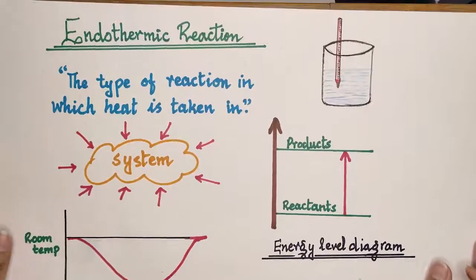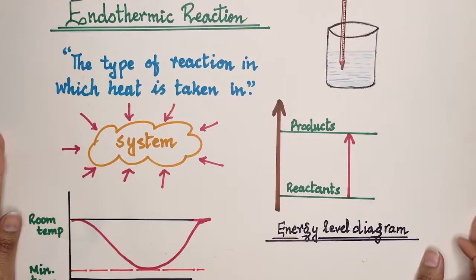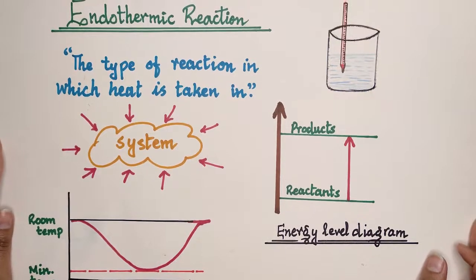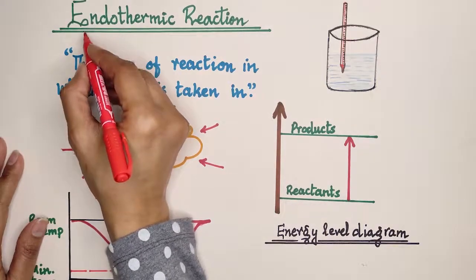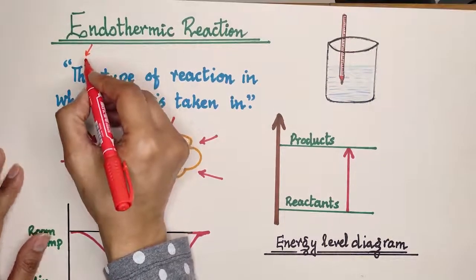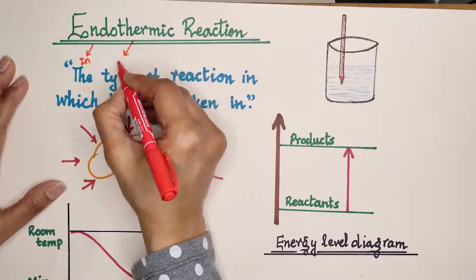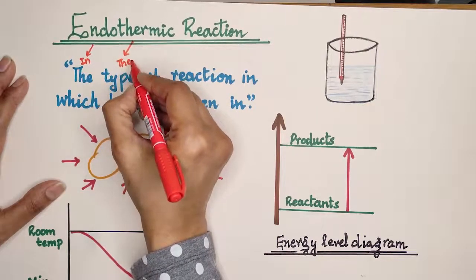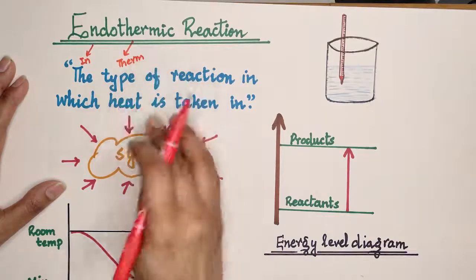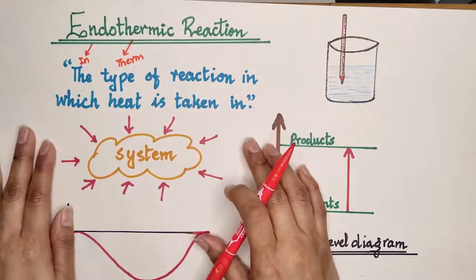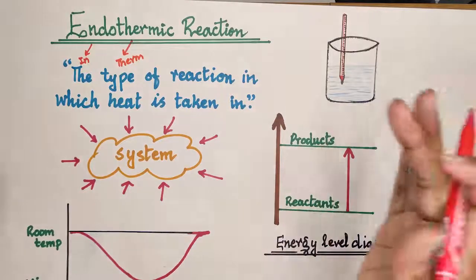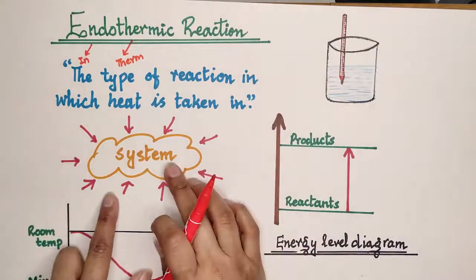Let us move towards the endothermic reactions. So what basically is an endothermic reaction? Endo means in, therm means heat. So an endothermic reaction is the type of reaction in which heat is taken in from the surrounding. All the heat is taken in.